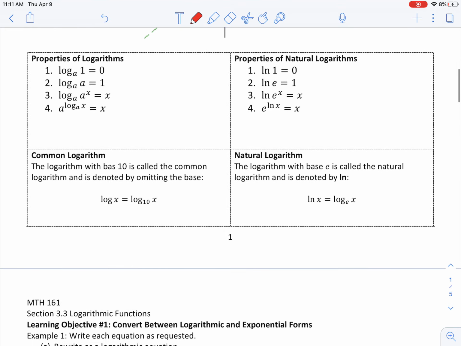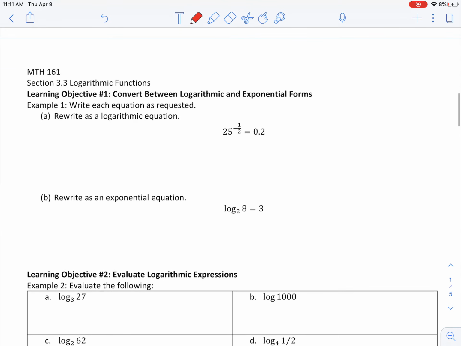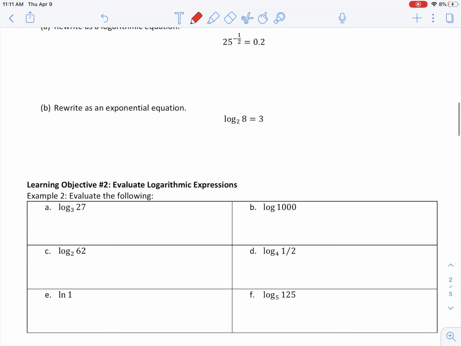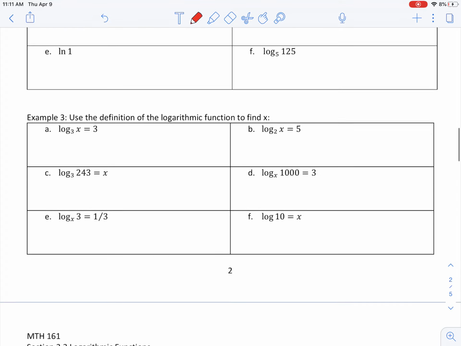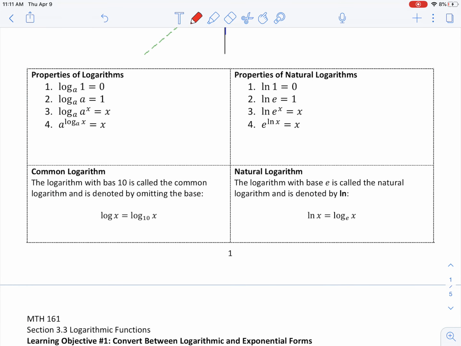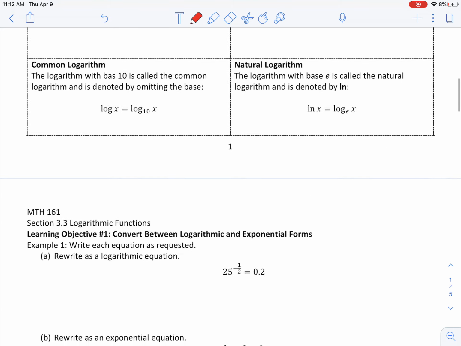And we'll do a lot. You know what? Let's actually do that first. Let's do page 2, where we're just going from log form to exponential form and the other way. Let's do page 2, what we just kind of saw. And then we'll come back and talk about these properties and the other ones, common log and natural log.